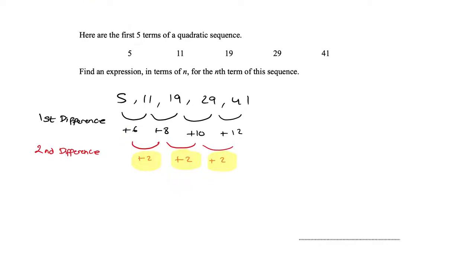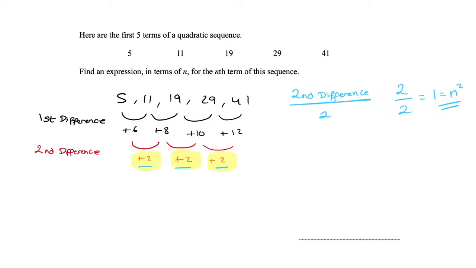Now, the next step is you need to do the second difference, whatever it may be, and you need to divide it by 2. So in this case, the second difference is 2. So you would do 2 divided by 2, giving you 1. And this tells you the coefficient in front of n squared. So it tells you how many n squareds there are. So we've done the first part, we've worked out how many n squareds there are.